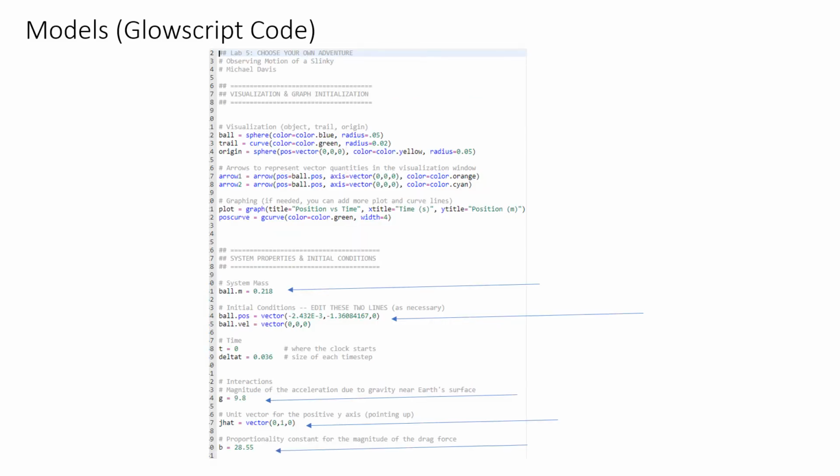In the GlowScript code, I used the code from lab 2 to perform the analysis for this experiment. I plugged in the system's mass, the initial velocity and position, as well as our magnitude of acceleration, and also the proportionality constant, which I calculated through trial and error.